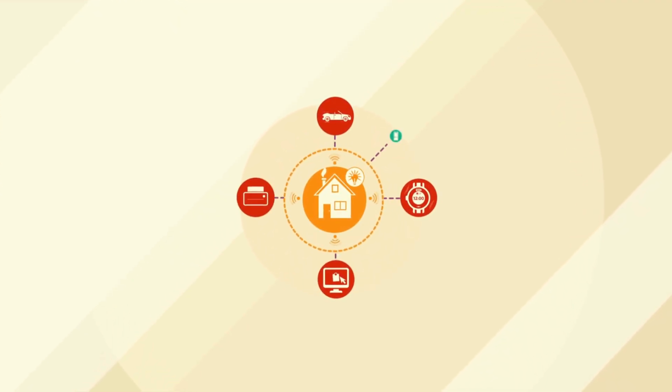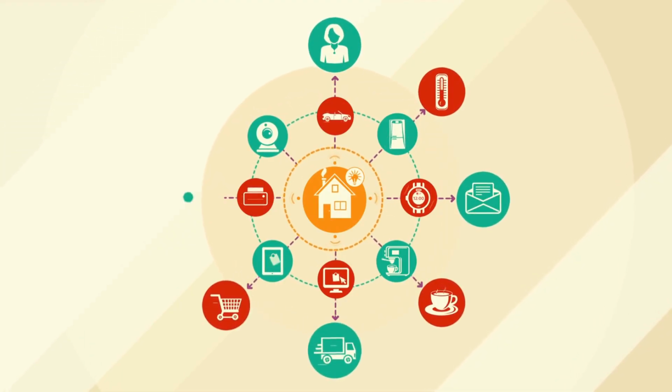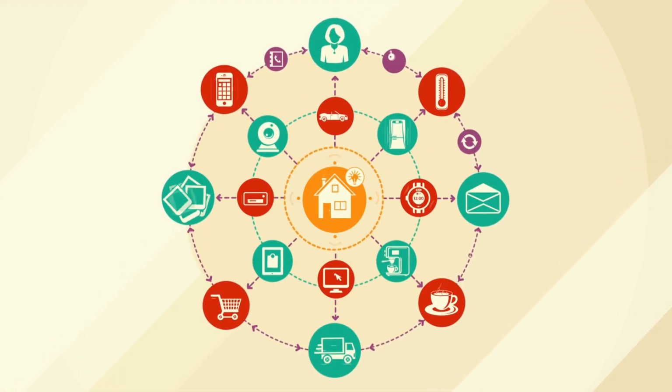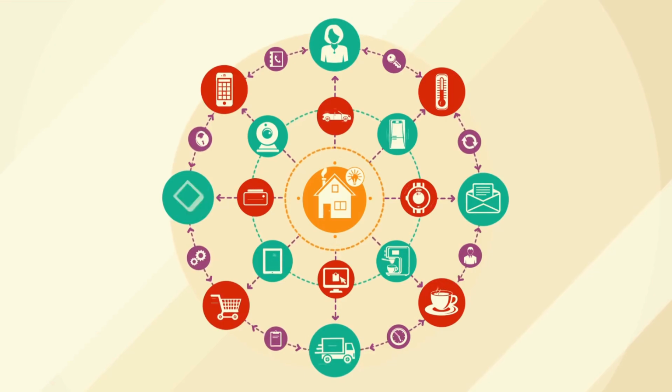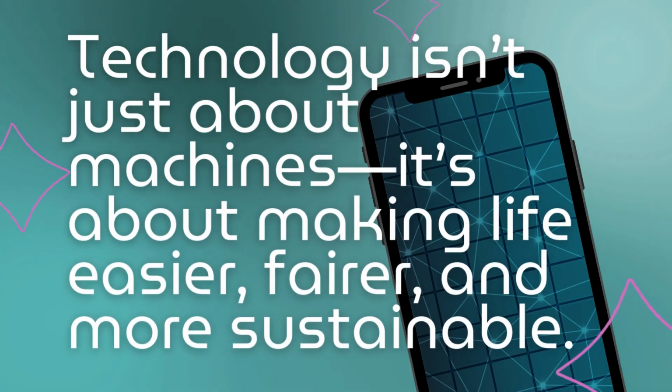So today, we compared devices by looking at their capabilities, accessibility, and energy consumption. Then, we discovered how the Internet of Things connects devices to make our world smarter. Next time you use your phone, tablet, or computer, think about how it could work together with other devices around you. Technology isn't just about machines, it's about making life easier, fairer, and more sustainable.